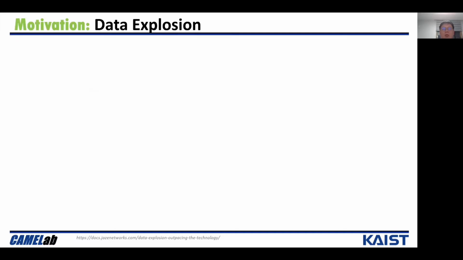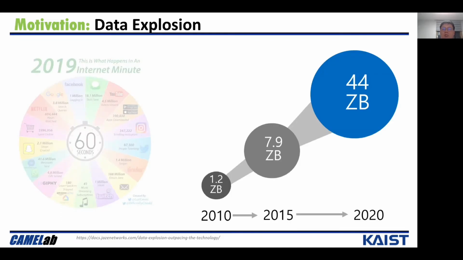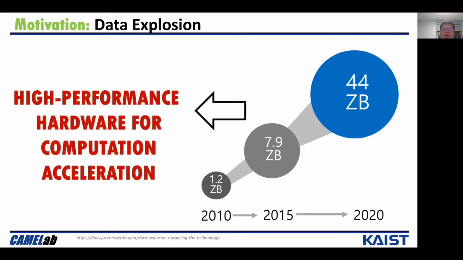The data in the world is increasing at amazing speed. Here are some examples. In 1 minute, millions of messages, emails, and tweets are generated on the internet. If we sum up the data from all sources, the total amount of data has increased by 40 times since 2010. To process such a large amount of data, we need high-performance hardware for acceleration.